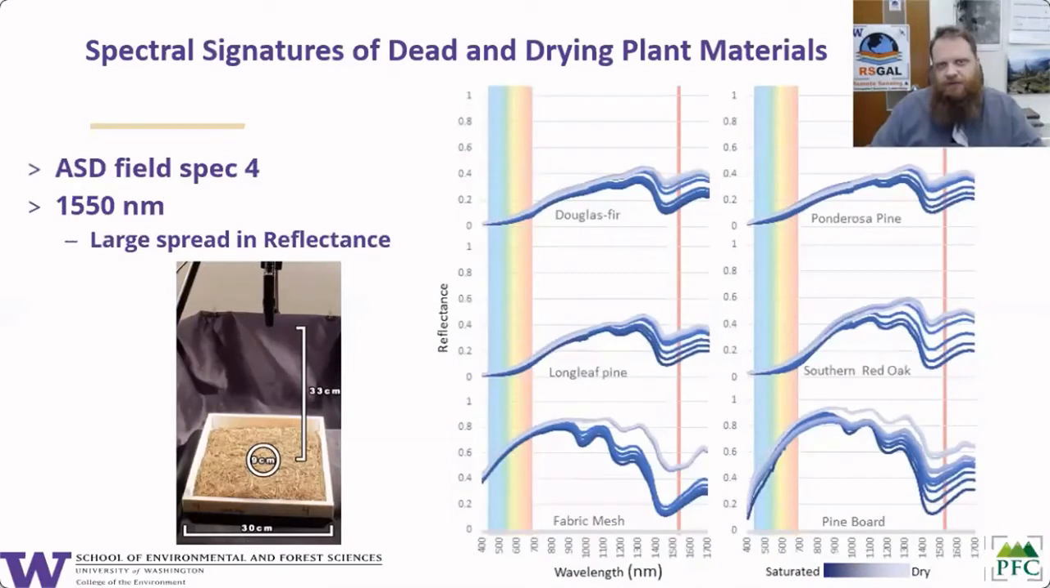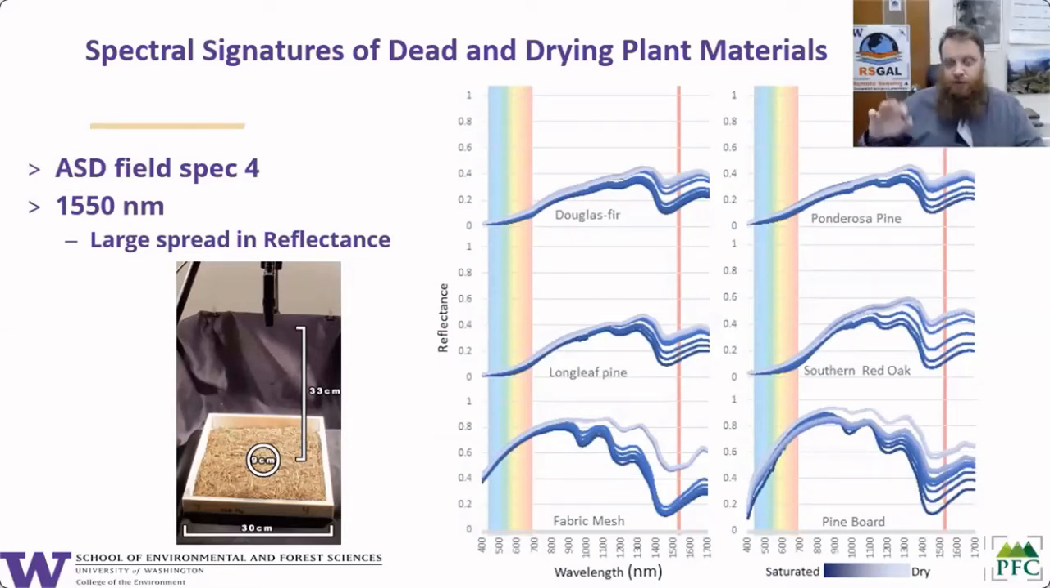So looking at our first question, relating the fuel moisture content specifically to reflectance measured by a spectrometer, we used an ASD field spectrometer 4. We sampled and created spectral signatures for the entire width of the sample range for the spectrometer. And here are the different sample types: the Douglas fir, ponderosa pine, longleaf pine, southern red oak, fabric mesh, and pine boards.